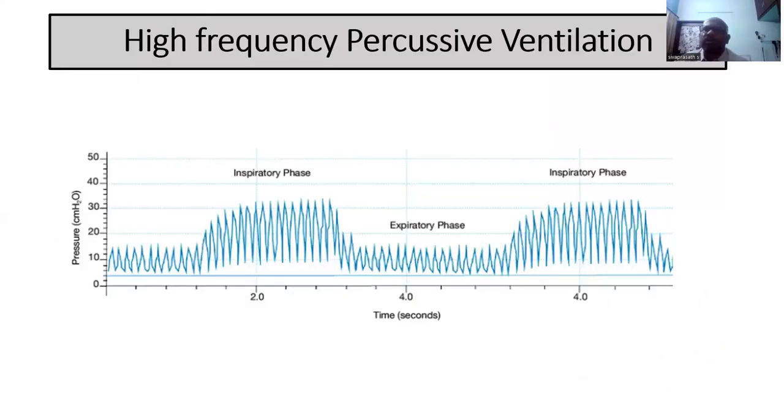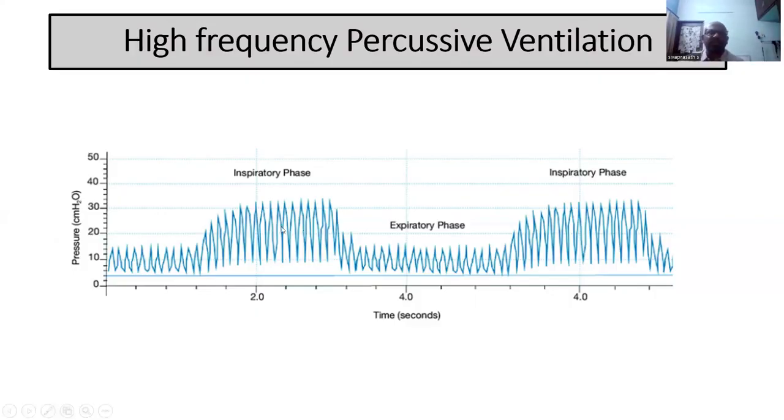Coming to high frequency ventilation, there are three types: high frequency jet ventilation, high frequency oscillatory ventilation, and high frequency percussive ventilation. High frequency jet ventilation is probably used when you have airway surgeries. You use a jet ventilator, which uses the Venturi principle. High frequency oscillatory ventilation is used in pediatrics. You can use 500 breaths per minute with low tidal volume, which will benefit the neonate.